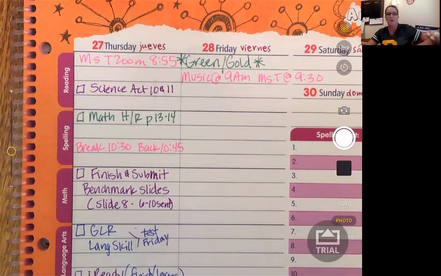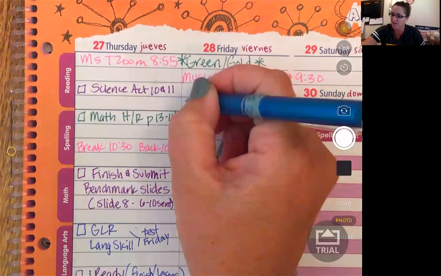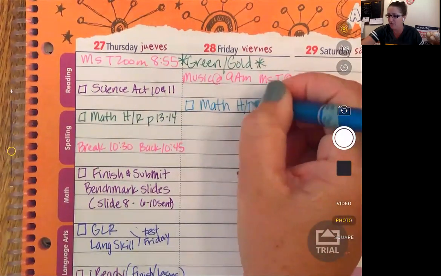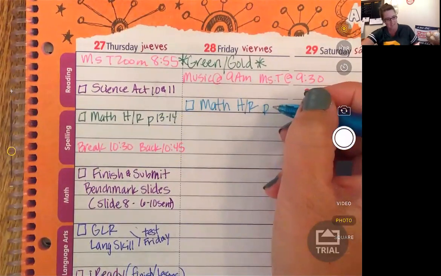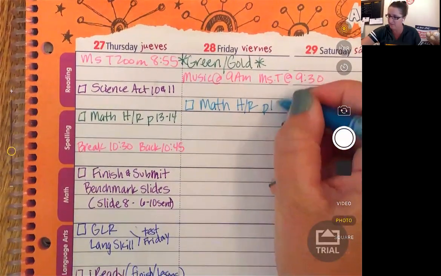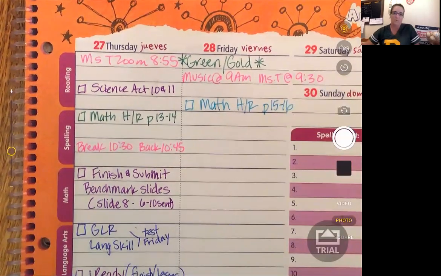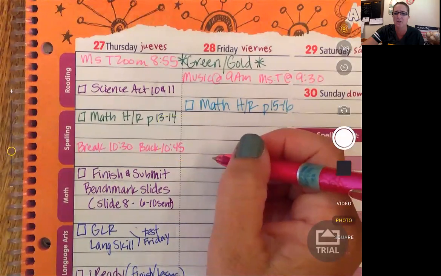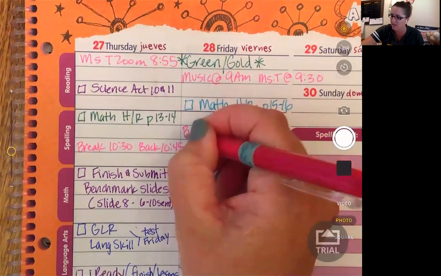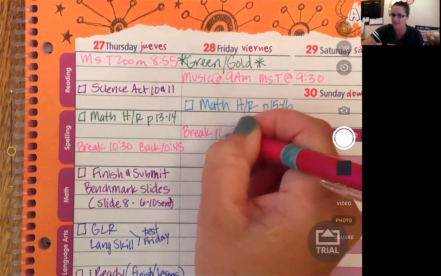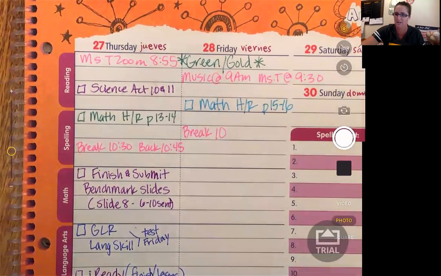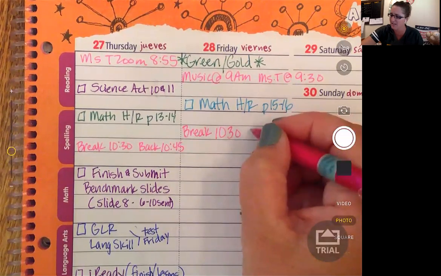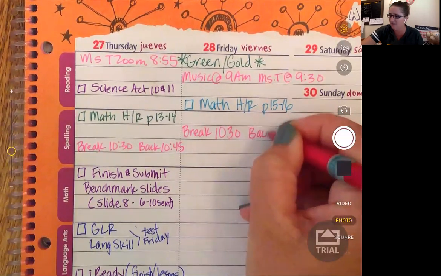Okay. So grab out your planners. We're going to add to it our math homework and remembering, page 15, 16. We are going to work for about 14 minutes. We're going to break at 10:30, and we are back at 10:45.